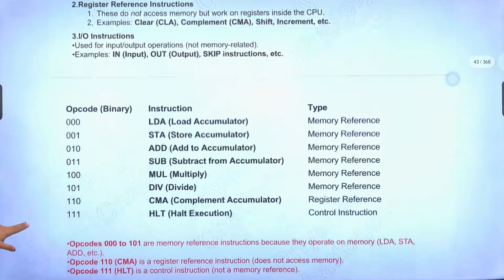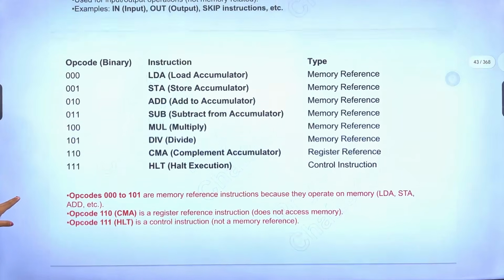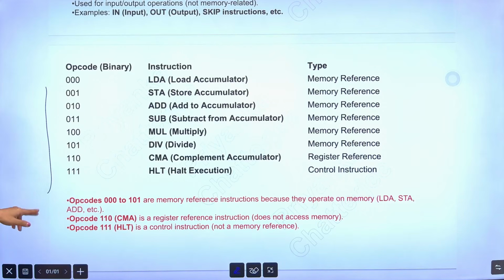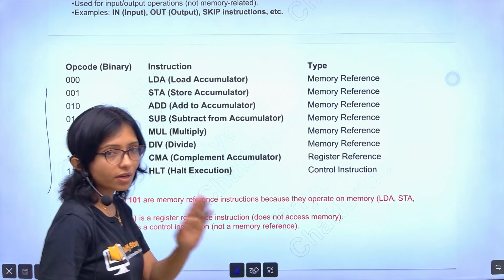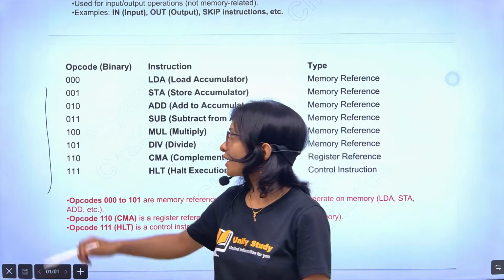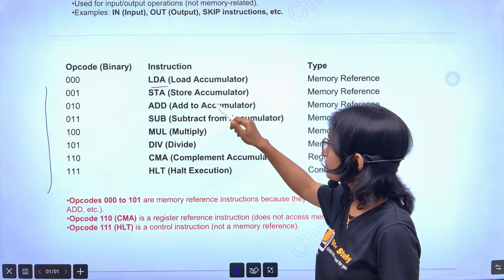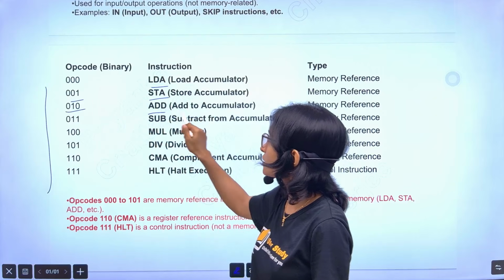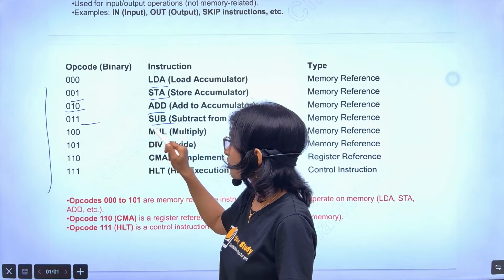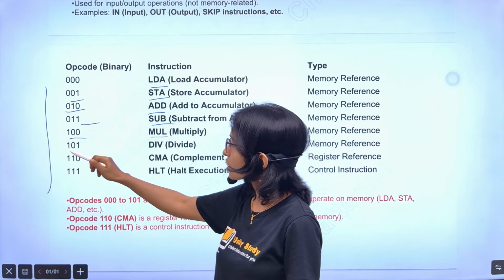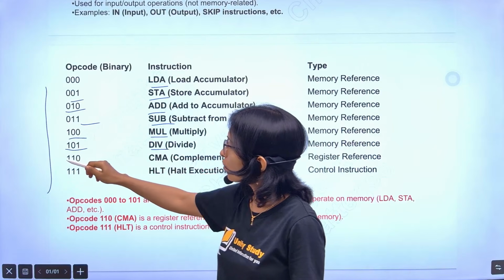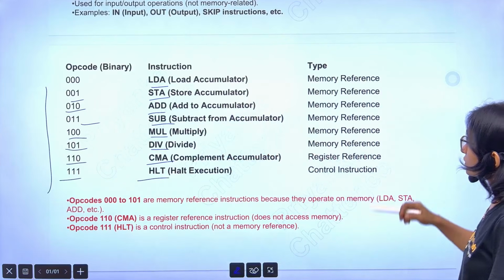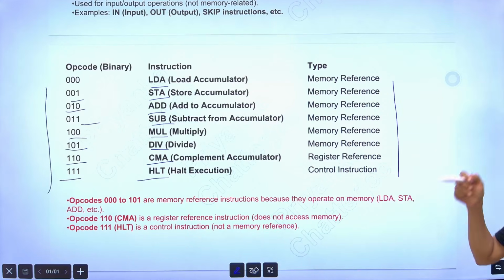Now, there is a list of codes already given, which you need to remember, otherwise you cannot do the question. So 000 means LDA, load accumulator, 001 store accumulator, 010 add, 011 subtract, 100 multiplication, 101 division, 110 CMA and 111 halt. These all are the types of instruction.